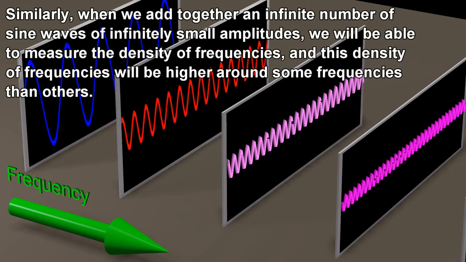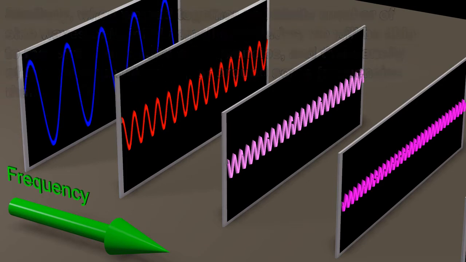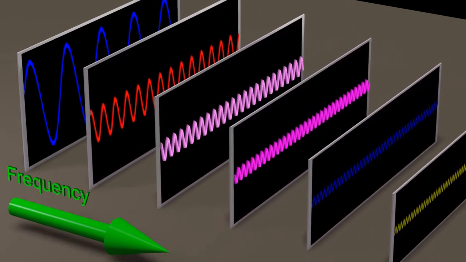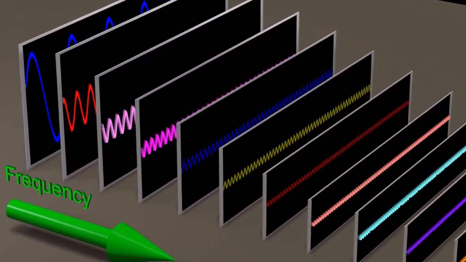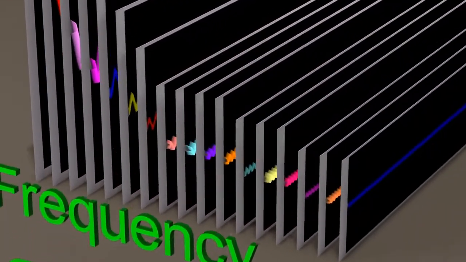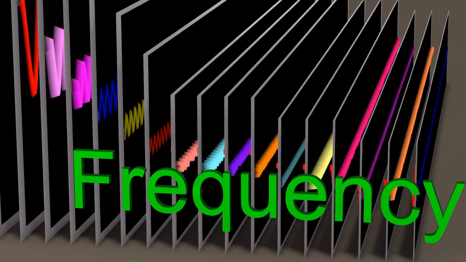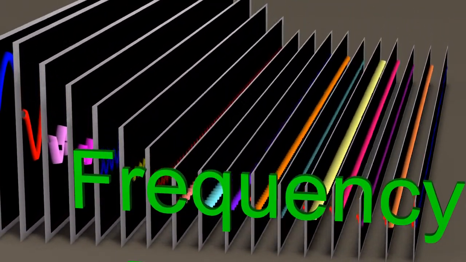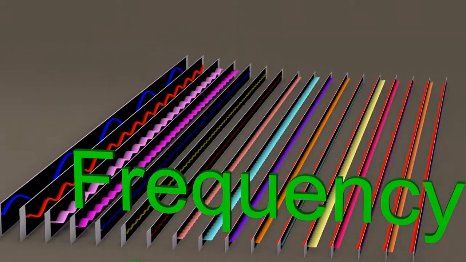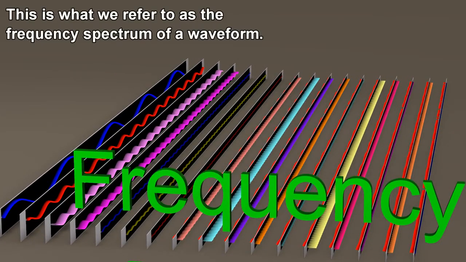Similarly, when we add together an infinite number of sine waves of infinitely small amplitudes, we will be able to measure the density of frequencies, and this density of frequencies will be higher around some frequencies than others. This is what we refer to as the frequency spectrum of a waveform.